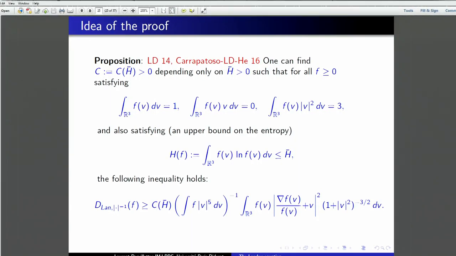So you have here a quantity which is not naturally conserved by the evolution of the Landau equation with Coulomb interaction. Okay, so you have two difficulties, if you wish: one which is related to this weight, and one which is related to this extra moment that you need in order to get an inequality.